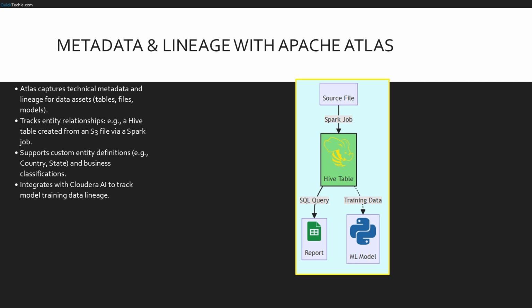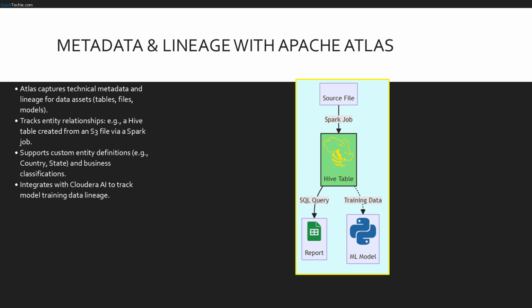Atlas is flexible. You can define custom entity types, such as specific business objects like country or state, to organize your assets. Furthermore, in modern AI workflows, Atlas integrates with Cloudera AI to track the lineage of machine learning models, linking them back to the specific training data used.